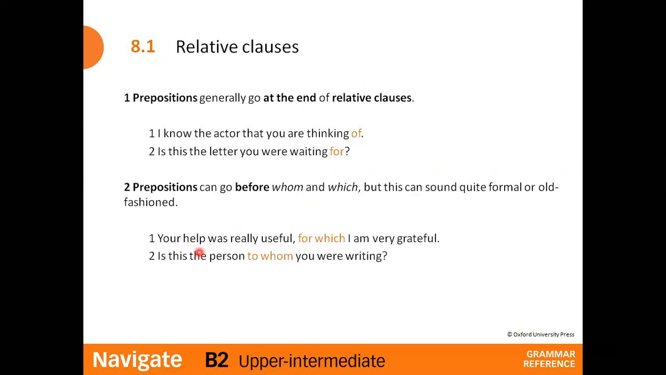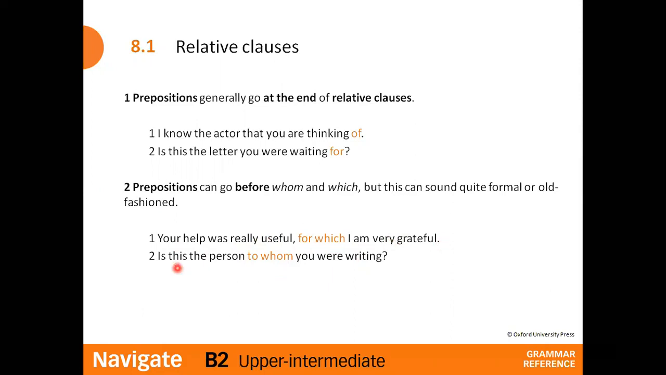For example, your help was really useful, for which I am very grateful. Here you can see for which, before the which it's used here. I mean, preposition is used before which. Is this the person to whom you were writing? To whom, here you can see. Or you can put these prepositions at the end of the sentence. For example, your help was really useful, which I am grateful for.